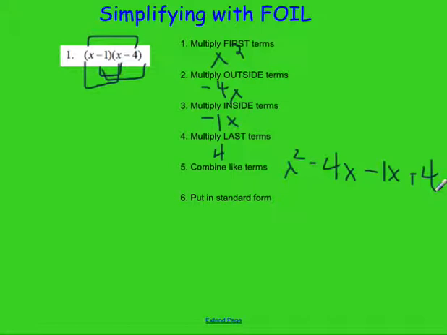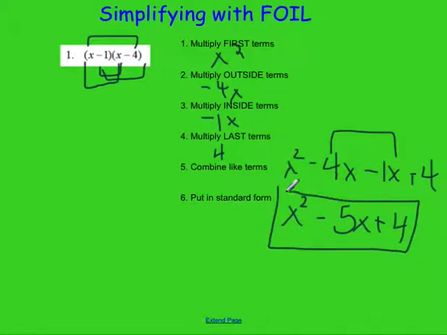That entire thing represents our polynomial, but we want to put it in standard form. So I need to add these two terms together. Negative 4x minus 1x is going to give me negative 5x. So this right here is your final answer. My exponents are going in descending order, and I have all of my like terms combined.